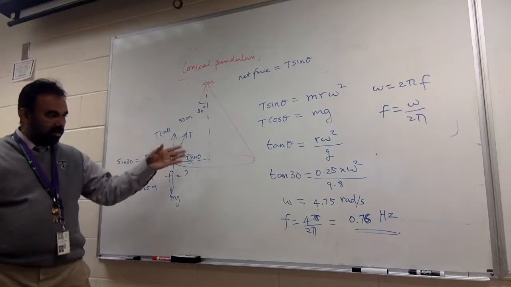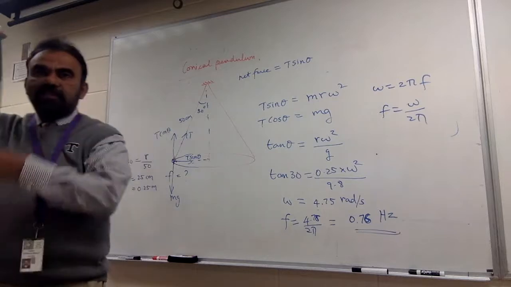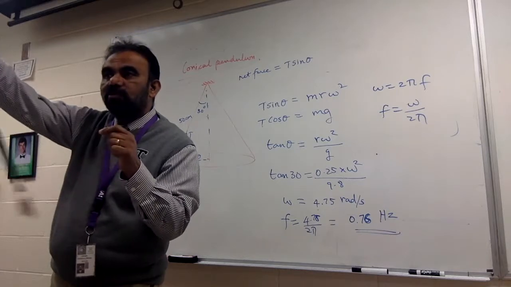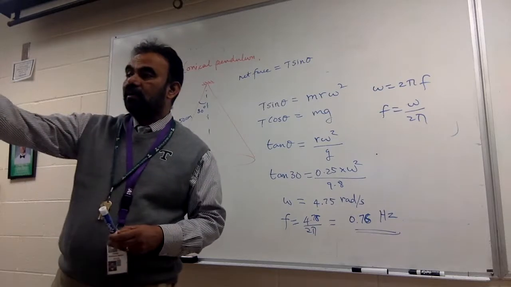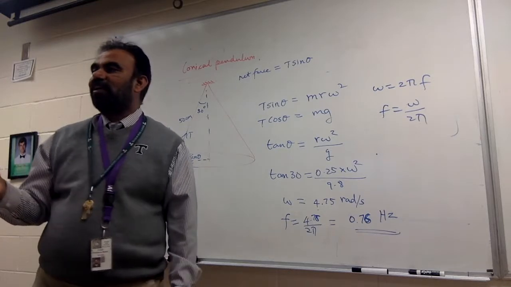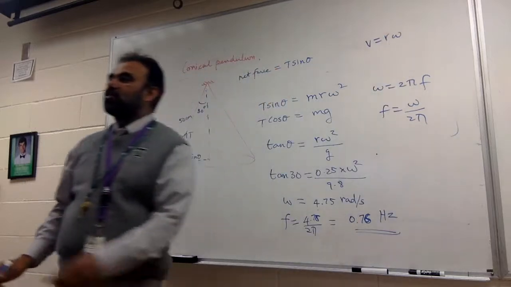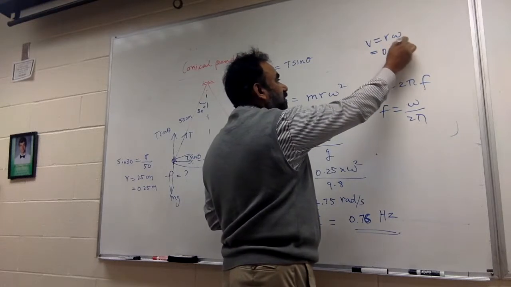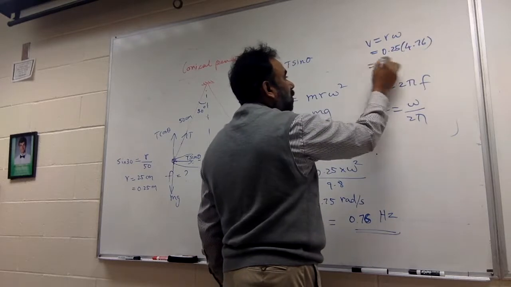So, yeah, how we tackle the problem is exactly this. Now, if you want to know how fast it is moving to make that angle of 30 degrees, what's the linear speed? What do you do? V is equal to R omega. So you can use that to find out the linear speed. R is 0.25 and omega is 4.76.